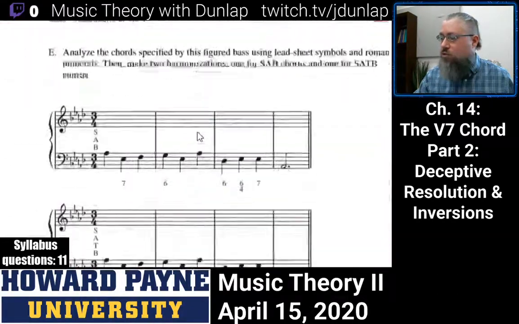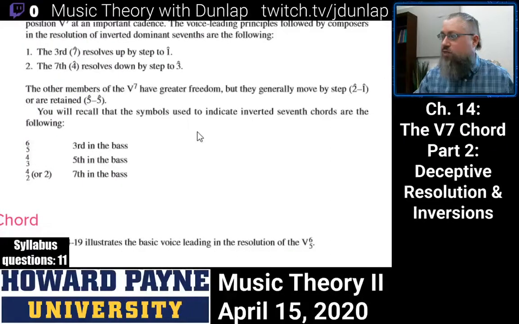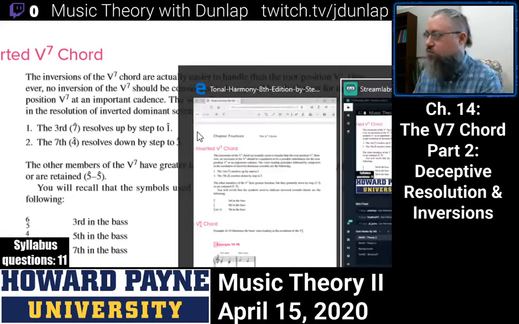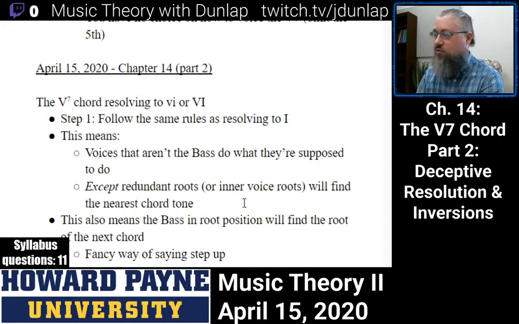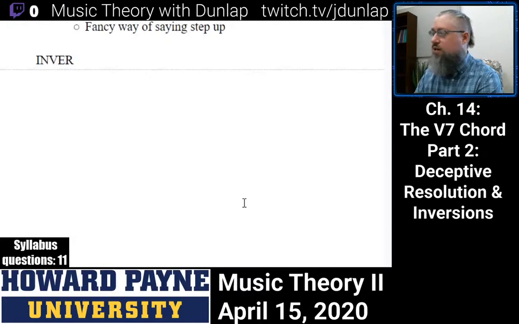Now there is one more section, and that is when we invert the 5/7 chord. Are you ready? Are you ready for this? This is really, really complicated stuff. I'm going to make it like all caps, okay?